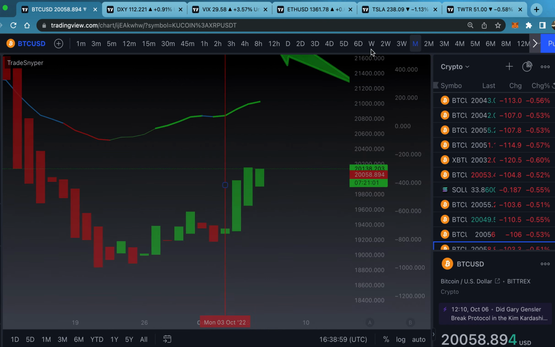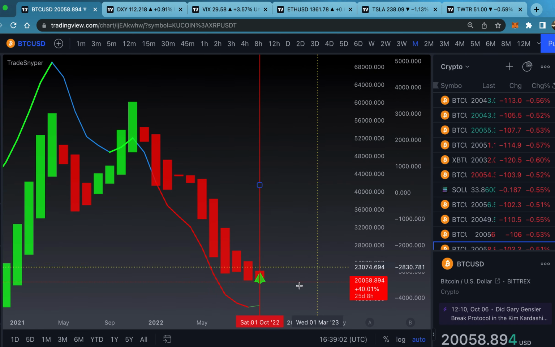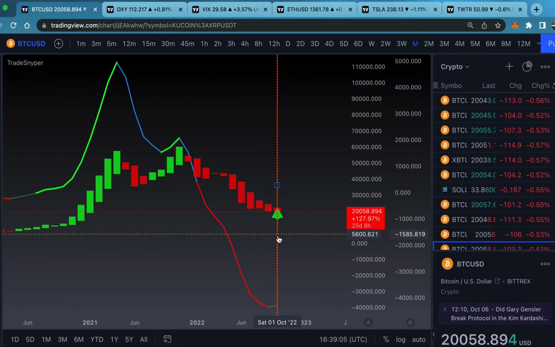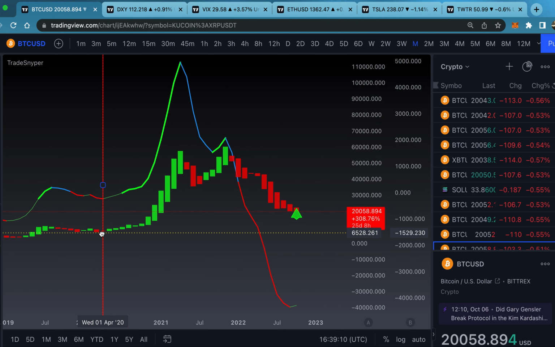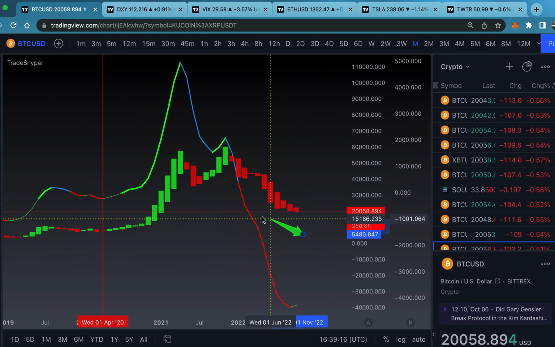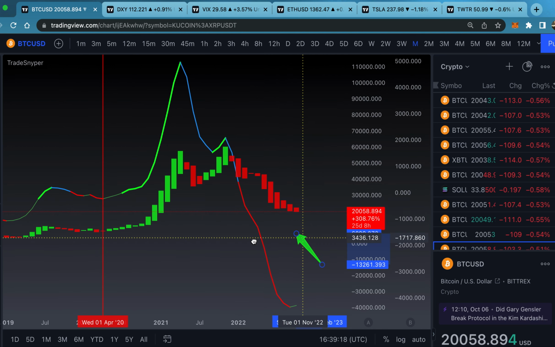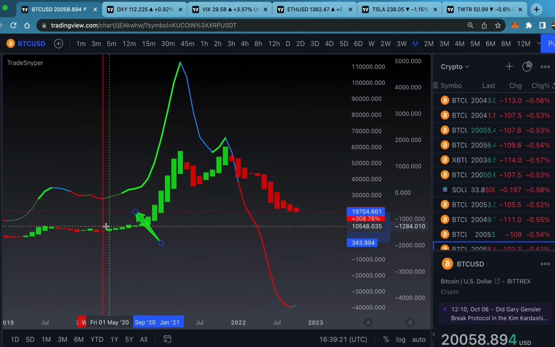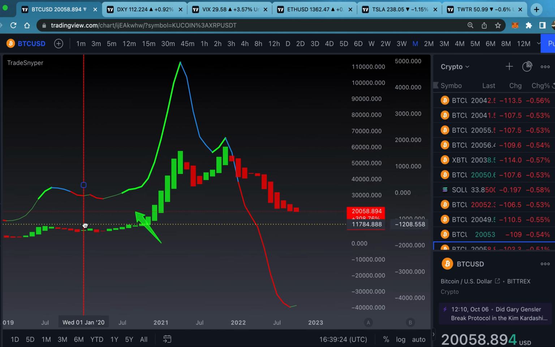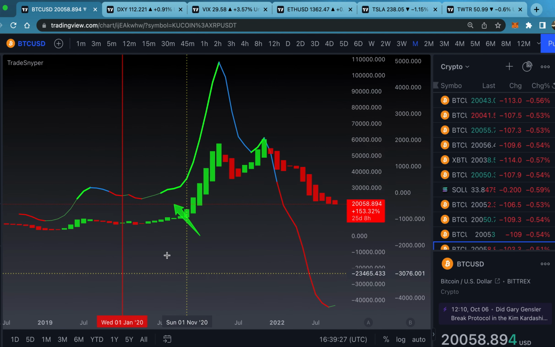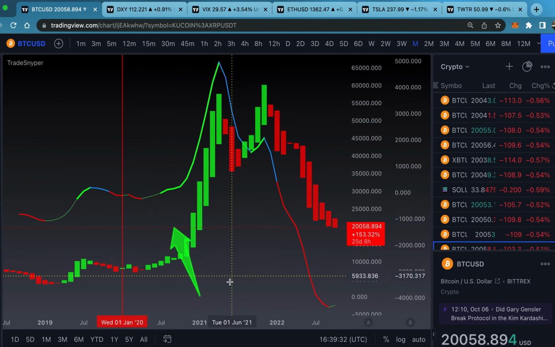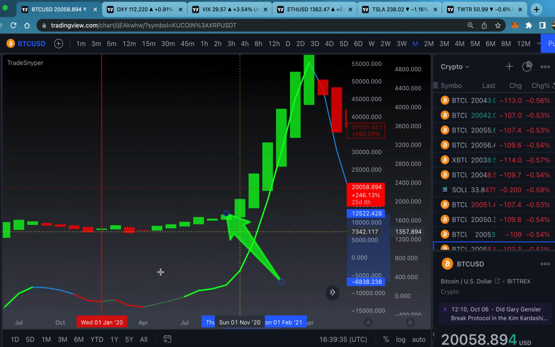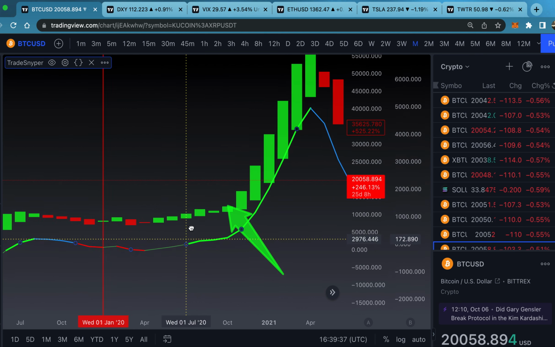We did want to point out on the monthly chart that the Trade Sniper indicator has flipped green. So this is very interesting. As you can see here, the last time it flipped green was back here in April, and then we got a major bull run. But you have to realize that it flipped green also back here in January, and it pumped. You'll see the pump, but then it flipped red. And this was the coronavirus dump right here. Let's zoom in on this so we can see.